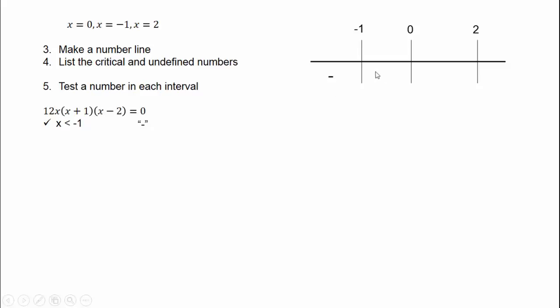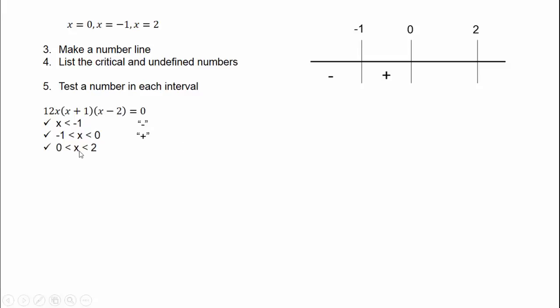Then we're going to test a number between -1 and 0. I chose -1/2. -1/2 times 12, that makes that negative. It becomes positive for the x plus 1, and it stays negative at x minus 2. So we have negative times a positive, which is positive. Negative, sorry, times a negative, which is positive. And so overall, our interval from -1 to 0 will be positive for f prime of x.